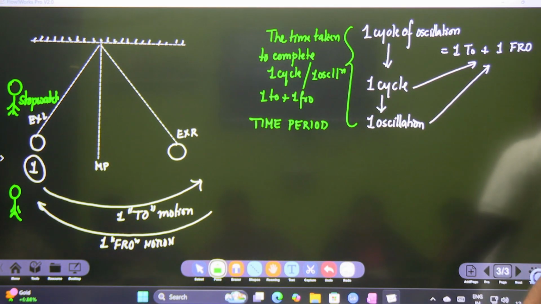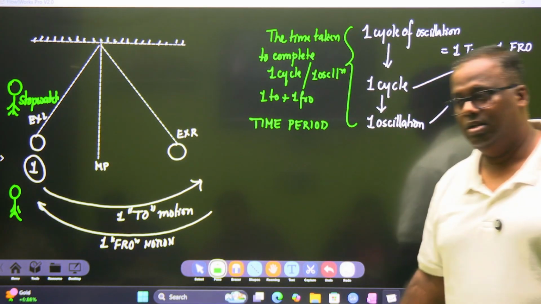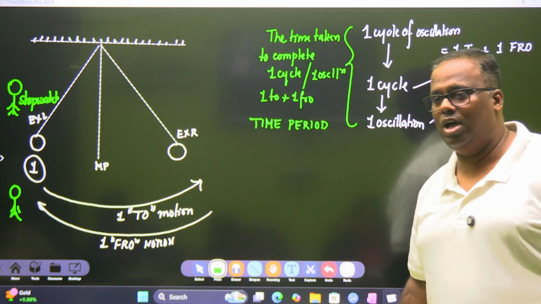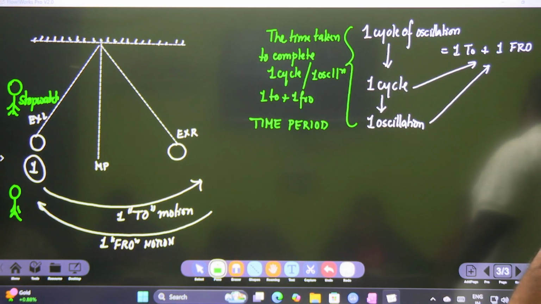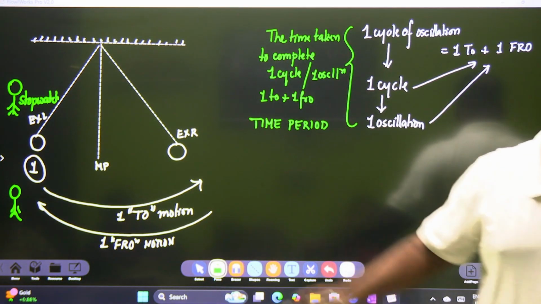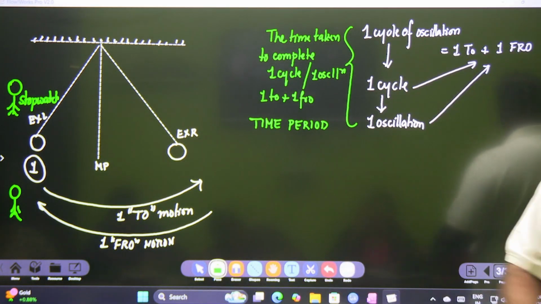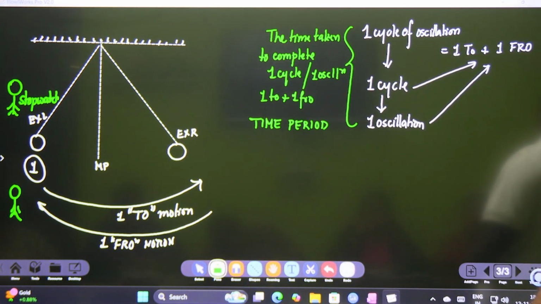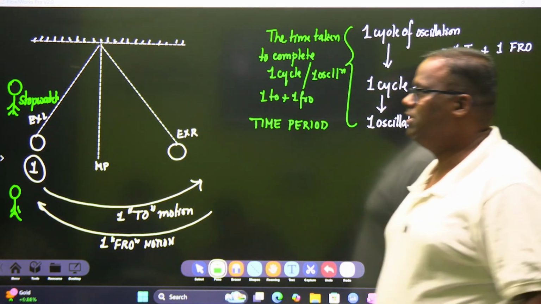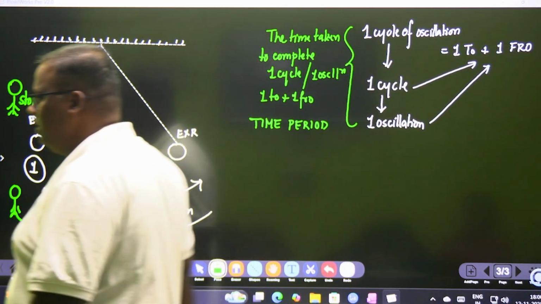Yes or no? And the grandpa clocks that you have in your house, what is the time period? 1 second. In 1 second, it is making one cycle. That's why ting tong, the pendulum is supposed to make half a second this side, half a second this side. So in 1 second, the pendulum is supposed to make one oscillation. Have you understood? Time taken.